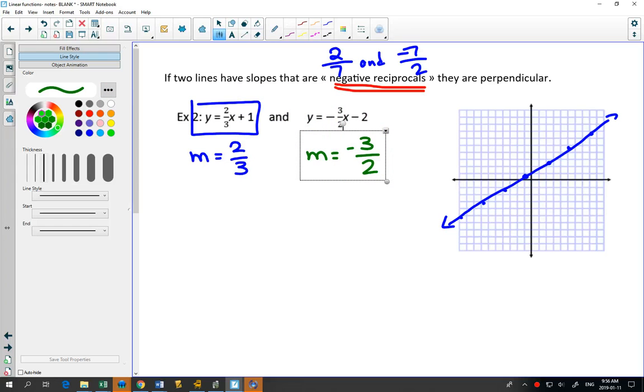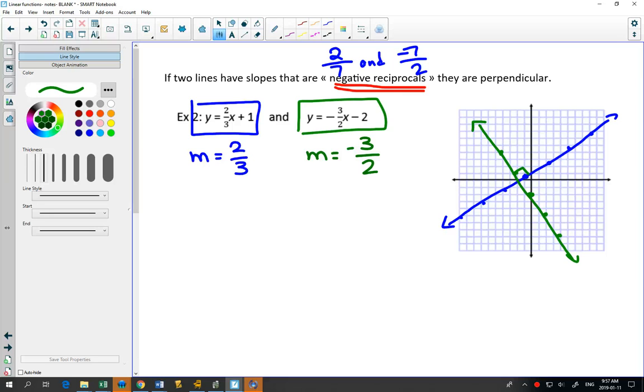There we go. If I do the second one in green, it has a slope of negative 3 over 2 and a y-intercept of negative 2. And this one, my slope says go down 3 over 2, down 3 over 2, over 2, up 3, over 2, up 3. It will always happen that if you have negative reciprocals, you will have two lines that are perpendicular.